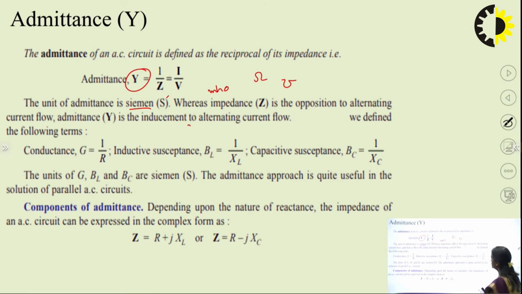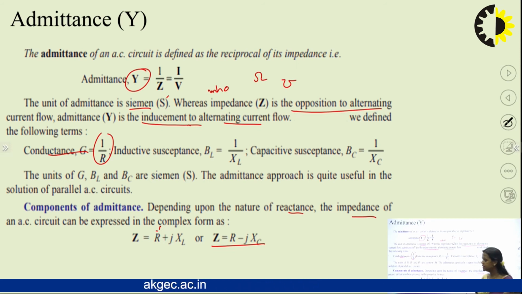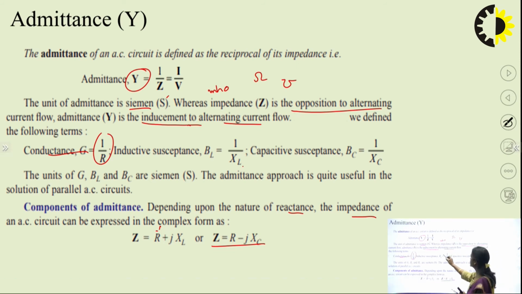Z is the opposition to alternating current flow, and admittance is the inducement to alternating current flow. If you write the admittance, there are components that depend upon the nature of the reactance, and the impedance of an AC circuit can be expressed in complex form. So Z is equal to R plus jXL, or Z is equal to R minus jXC, right? If you take the reciprocal of this, it will come 1 upon R. 1 upon R is nothing but the conductance, which we denote with G, and 1 upon XL or 1 upon XC is the susceptance, right? So there are two parts, conductance and susceptance.